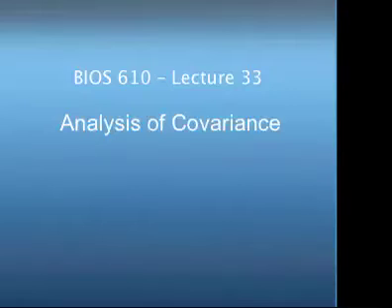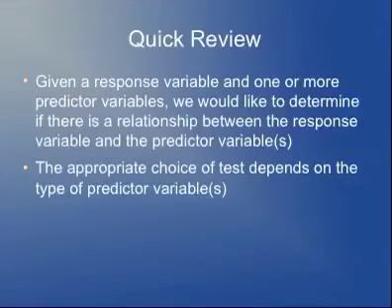Okay, but for today, analysis of covariance. In general, a common theme of many of the methods in this class is that you have a response variable and one or more predictor variables, and you want to know if there's a relationship between the response and the predictors. Depending on whether the predictor and response are continuous or categorical, you can choose different methods, and the choice of test will depend on the type of predictor variable or variables.